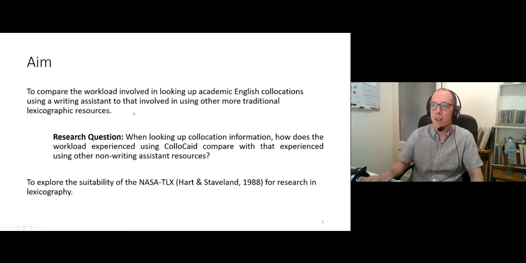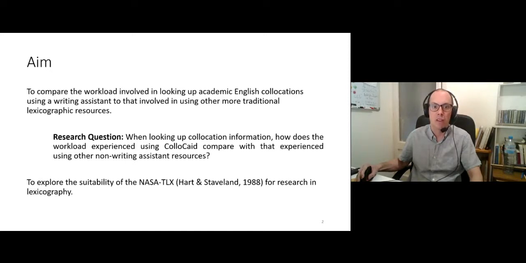This study aims to compare the workload involved in looking up academic English collocations using a writing assistant to that involved using other more traditional lexicographic resources. So the specific research question is, when looking up collocation information, how does the workload experienced using Collocate compare with that experienced using other non-writing assistant resources?